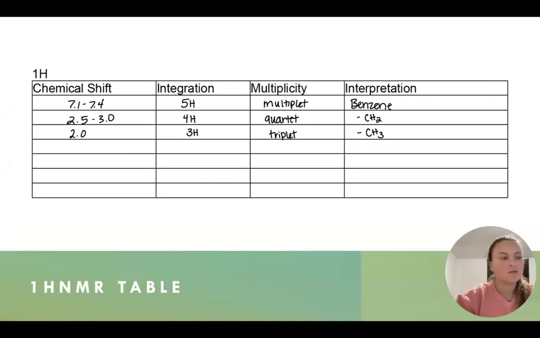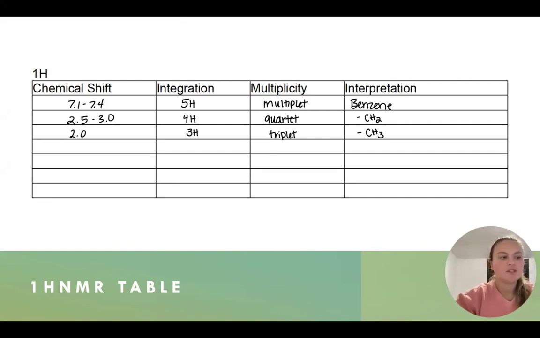And then the final table is the hydrogen NMR, demonstrating the chemical shifts, integration, and splitting of the various hydrogens within the molecule. Like we talked about before, there's the 7.1 to 7.4, which is that 5H multiplet indicating the ring, or the benzene in this structure. 2.5 to 3.0 is that quartet, the 4H, looking at the CH2 group. And then 2.0 is that methyl group, which would end up splitting into a triplet.